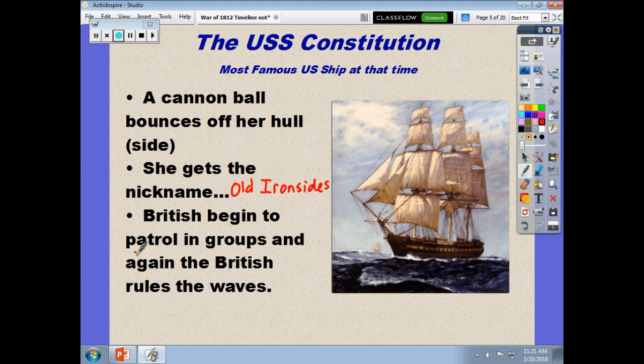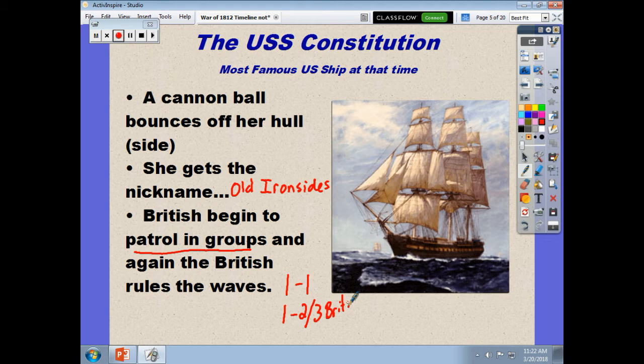And the patrolling in groups means, instead of it being a 1-to-1 ratio, one American ship versus one British ship, now it is one American ship versus, say, 2 or 3 British ships. And the result is that there's no way we can compete with this. And so the British are, again, going to control the oceans despite our best efforts. We just don't have the necessary Navy and the firepower that the British have.